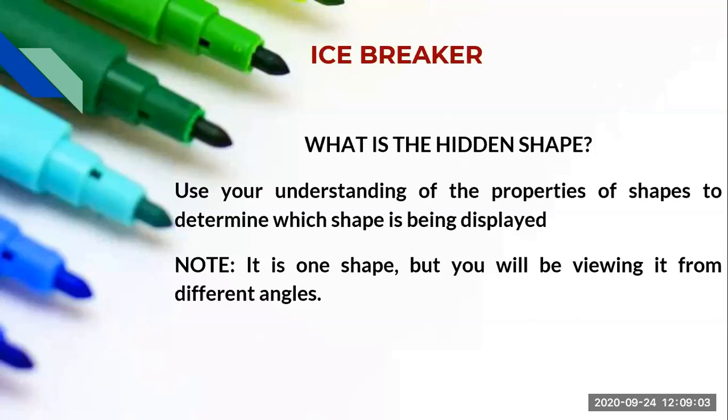Now it's one shape, it is hidden. You will be viewing the shape from different angles. So you want to make a guess, whether a private guess to yourself, or you could indicate in the chat what you think the shape is by looking at its orientation as it is turned in different angles. So this is the first view of the shape.